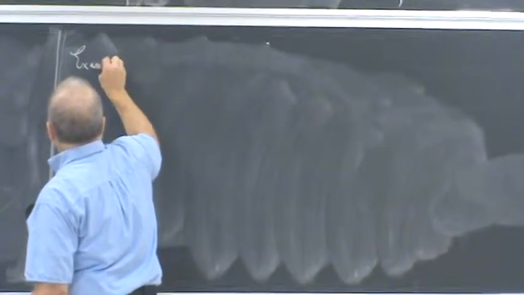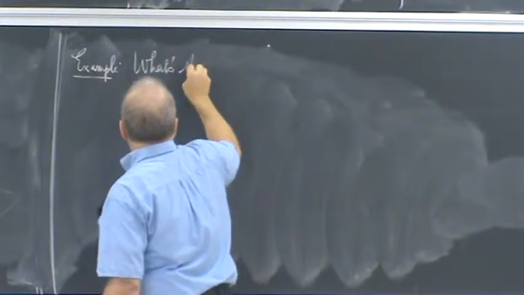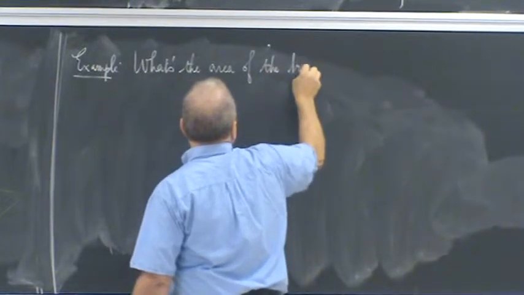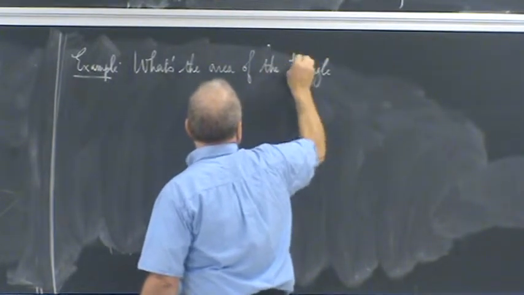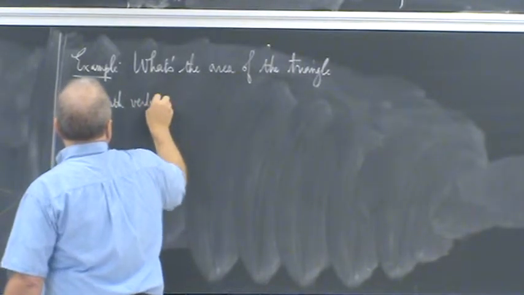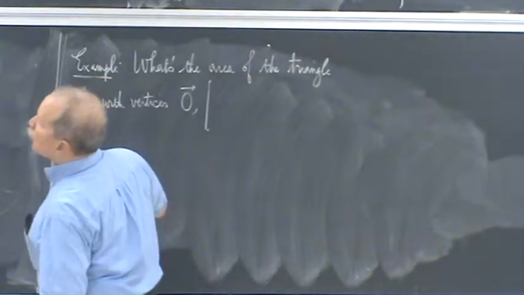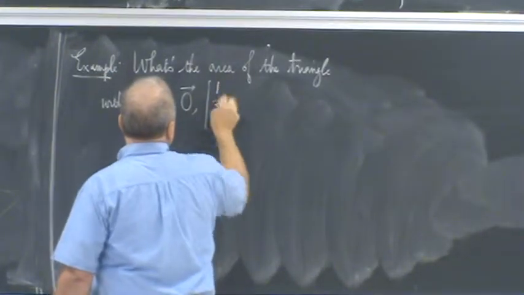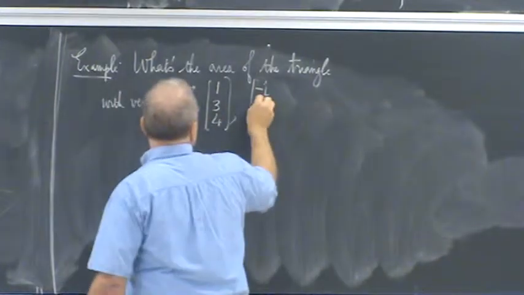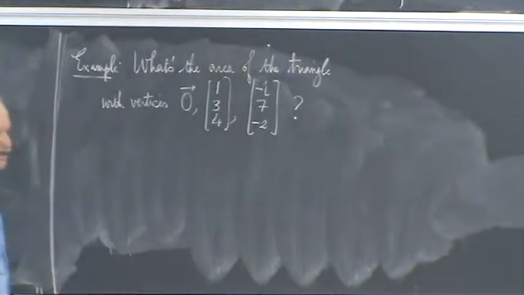So if I go back and I ask you, what's the area of the triangle with vertices the origin, the vector 1, 3, 4, and the vector -1, 7, -2, what's the answer going to be?